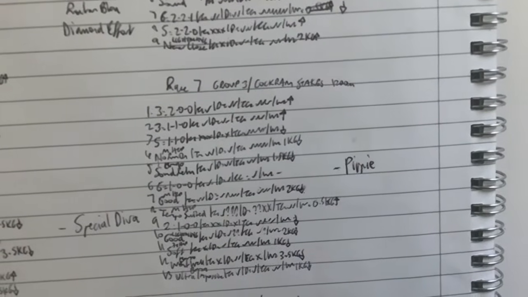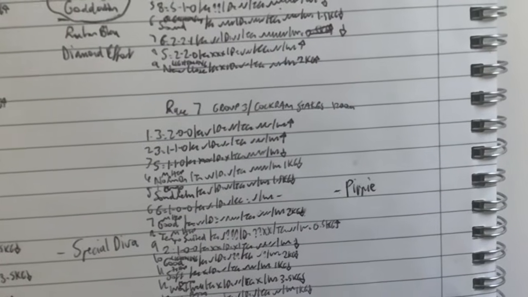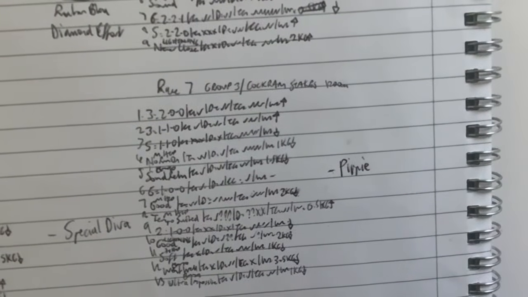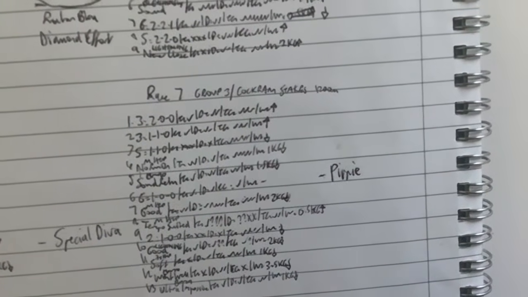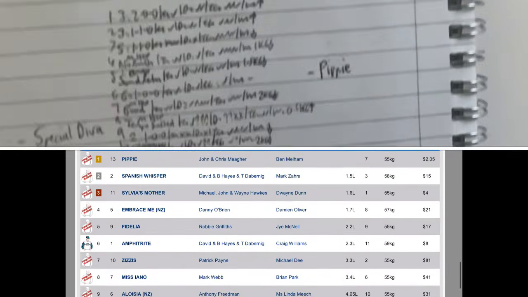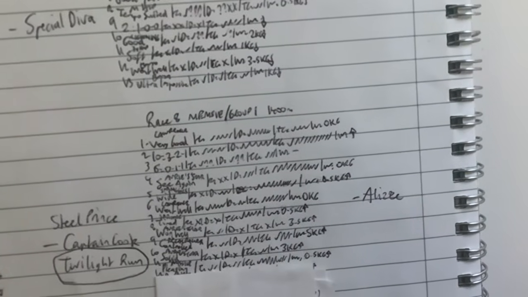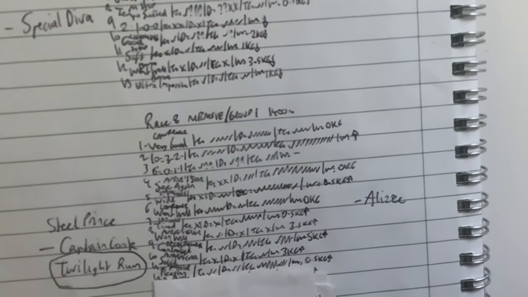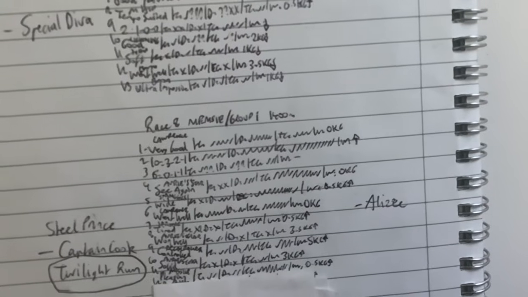Then we move on to the Cochrane Stakes, 1200 metre Group 3. I had Pippi. It ended up winning at $2.05, number 13. It was ultra impressive last start in a 78, and it ended up being a Group 1 winner. So I was on the money there. Then we move on to the Memsey. Who did I have? I was with Elise. I remember being with Elise in this Group 1. It was the favourite. Just got too far back from memory.